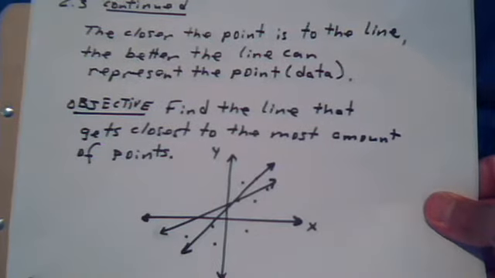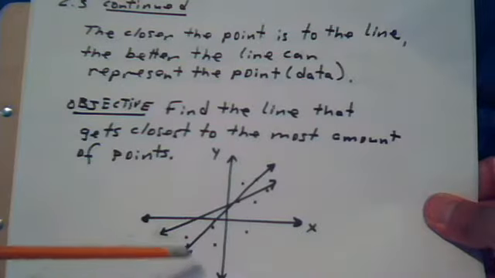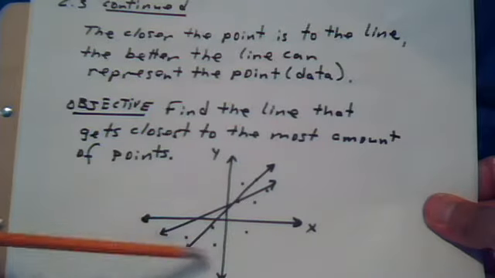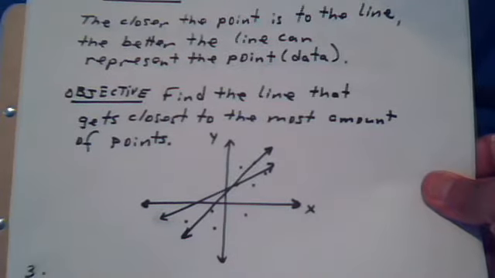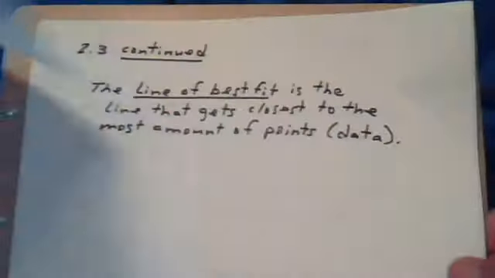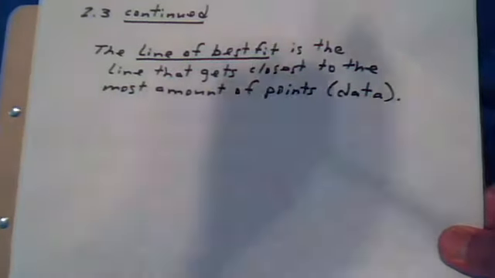So our objective is to find the line that gets closest to the most amount of points. You could draw a line through any 2 points. So there's many lines you could draw here. But out of all those lines, there's one that gets closest to the most amount of points. That's the line we're looking for. That line is called the line of best fit. The line of best fit is the line that gets closest to the most amount of points.